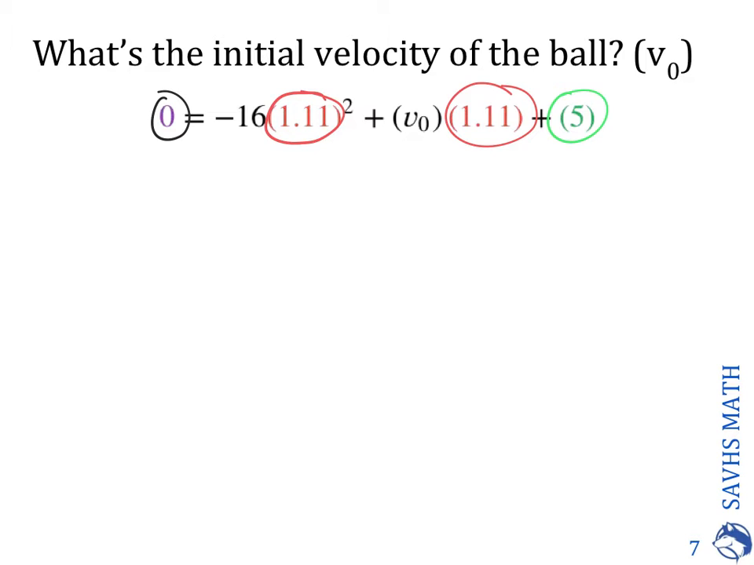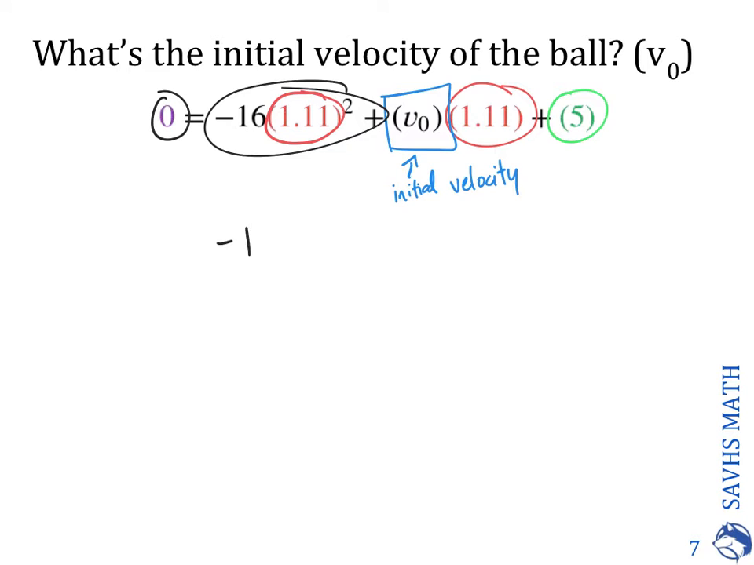So what we're going to do is solve for v naught, or the initial velocity. So here goes. I need to figure out what this whole thing is. I'm just literally going to type in 1.11 in my calculator squared. I get 1.2321, multiply that by negative 16, and I get negative 19.7136.